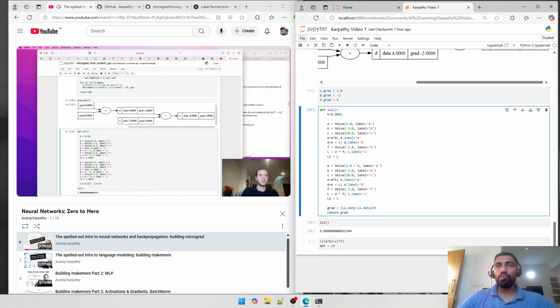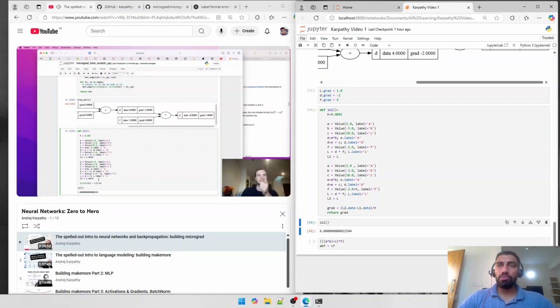Let me erase this plus h from before. And now we want the derivative with respect to f. So let's just come here when I create f, and let's do a plus h here. And this should print the derivative of L with respect to f, so we expect to see 4. Yeah, and this is 4 up to floating point funkiness.